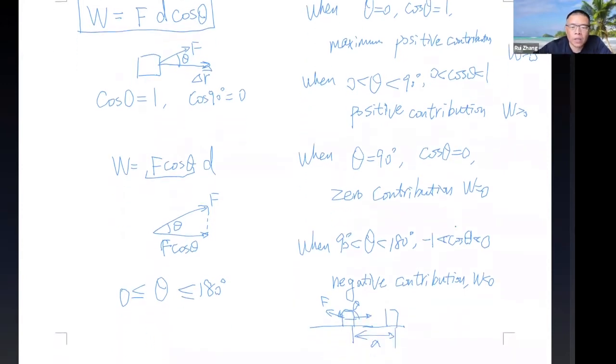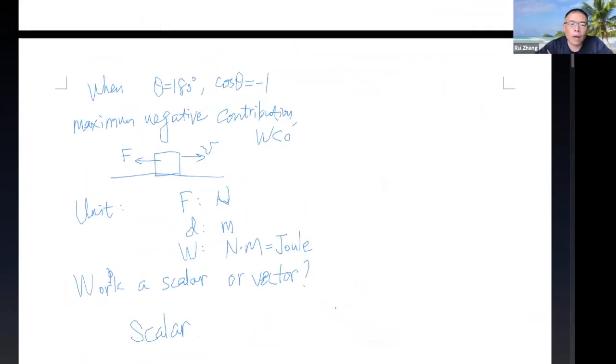Now, when the angle is larger than 90, smaller than 180, like this, you're going to have a negative contribution. The force doing negative contribution, meaning it's kind of trying to stop motion instead of creating the motion. Okay. Finally, when theta equals 180, cosine theta equals -1. So the contribution is totally negative. Okay, it's a maximum negative contribution. So it's going to be just going backward.